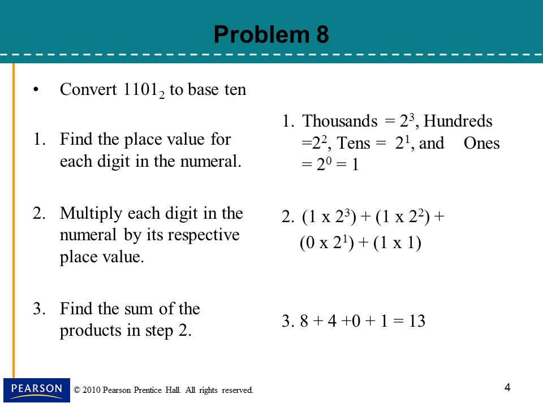Alright, so convert 1101 base 2 to base 10. Now we're up to the thousands. So thousands means there's a base number, base 2, to the third power to represent the thousands position. Hundreds is 2 to the second, tens is 2 to the first, and ones is 2 to the 0, which equals 1. So these are our place values: thousands, hundreds, tens, and ones.